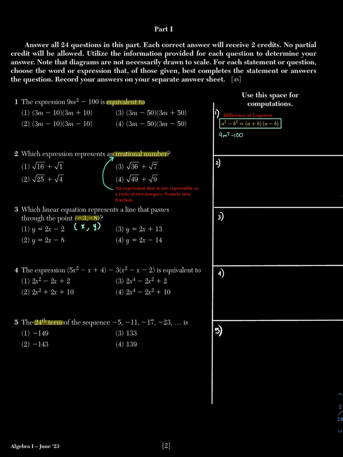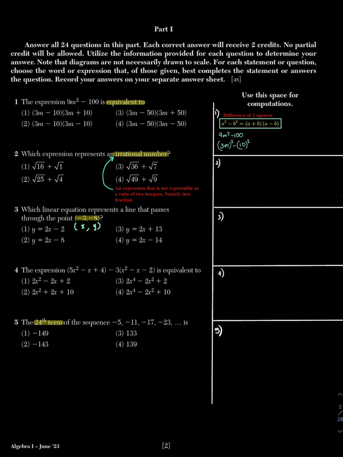So our expression is 9m squared minus 100. We're going to have to put this in the form a squared minus b squared. So all we're going to have to do is take the square root of both of these terms. So the square root of the first term is 3m. We can put that in parentheses and square it. And the square root of the second term is 10. The square root of 100 is 10. So we could put that in parentheses and then squared.